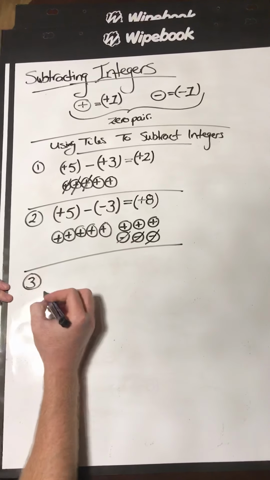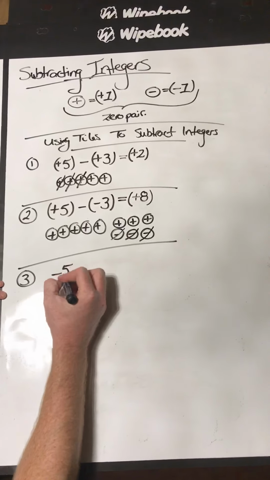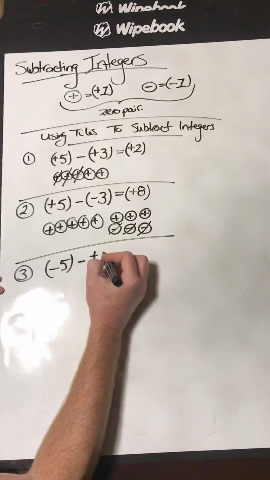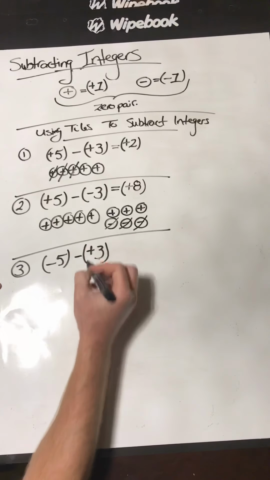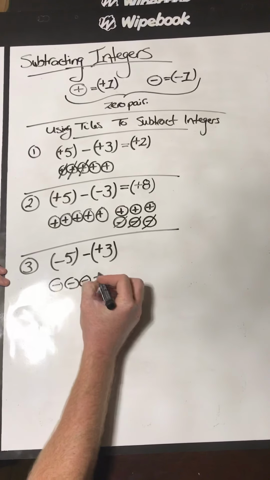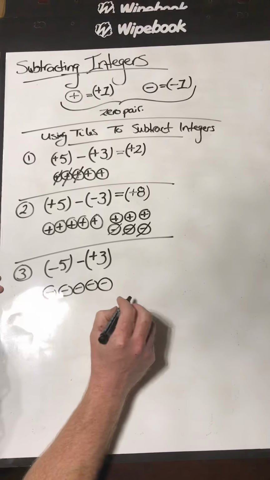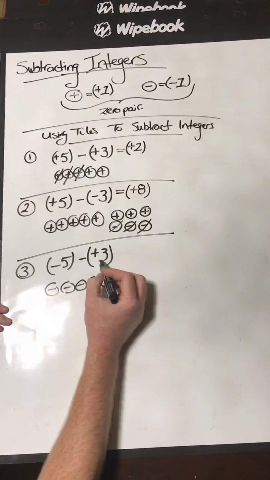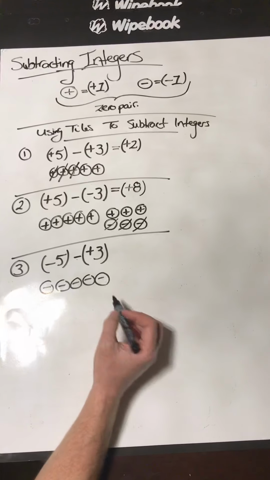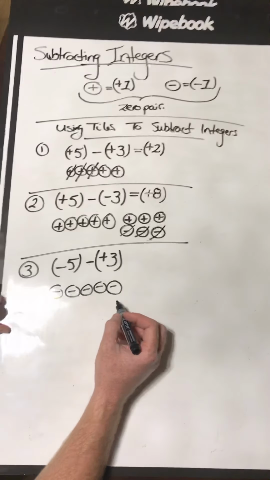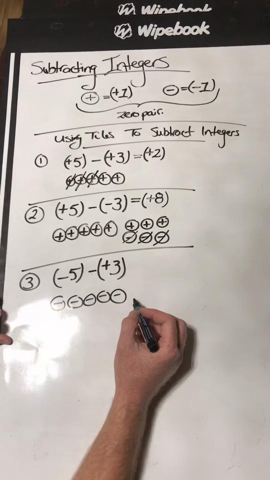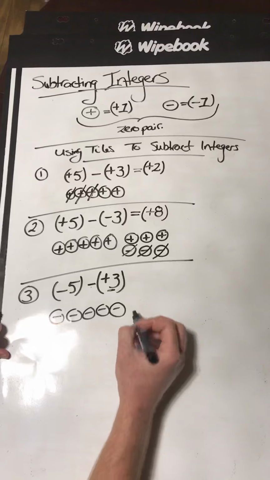Next example. We have negative 5 minus positive 3. So I start with my 5 negative tiles, and I want to take away 3 positive tiles. But I look here again and I don't have any positive tiles to take away. Where can I get some positive tiles? Oh, I can use the zero pair again. In this case, again, I'm going to add 3 zero pairs.